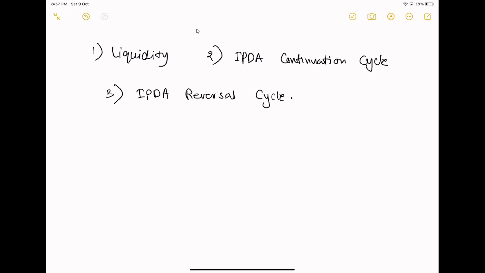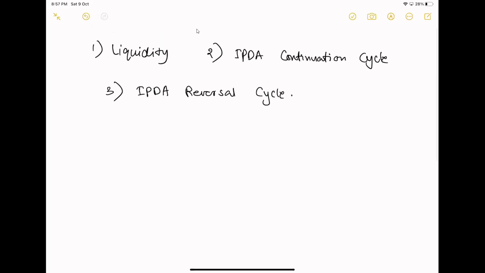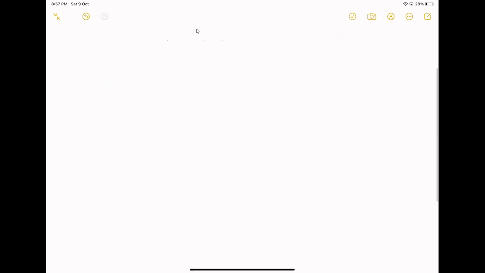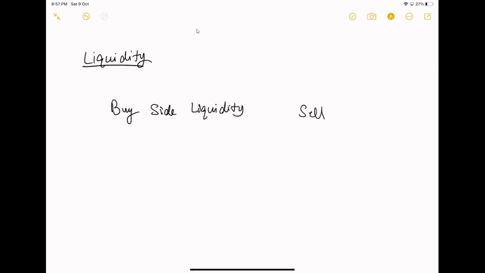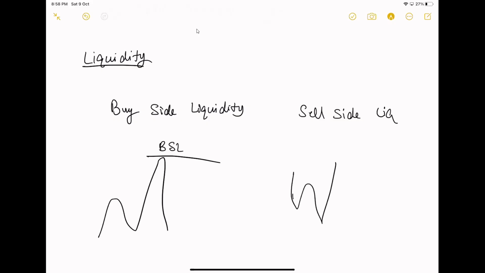So when it comes to liquidity, we have buy side liquidity and sell side liquidity. I've seen some people having their annotations wrong on their charts. You have a high: above the high, you have buy side liquidity. You have a low: below the low, you have sell side liquidity.